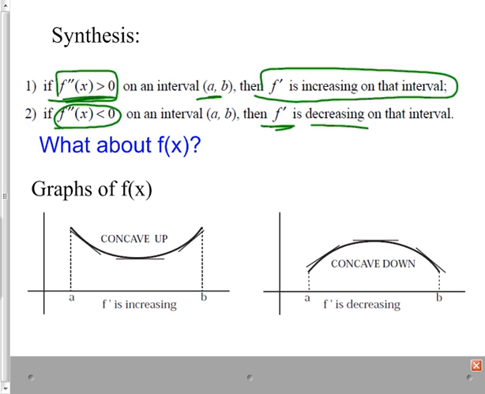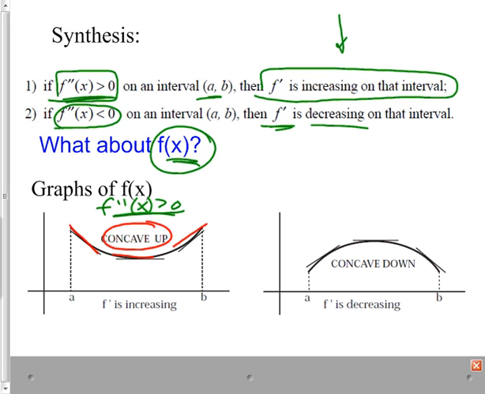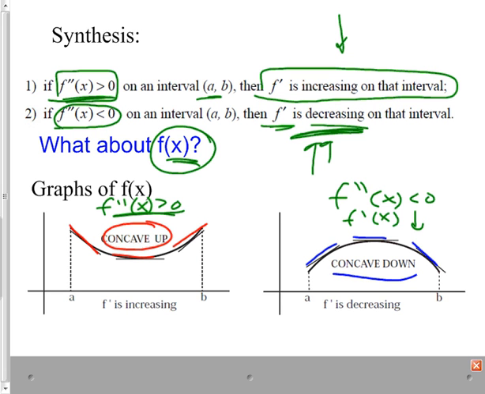Well, how does that reflect f of x? So we said here f double prime of x is greater than 0. And when it's greater than 0, my slope is increasing. So we see the slope's increasing, and therefore we get something that's concave up. And when f double prime of x is less than 0, we know that f prime of x is decreasing. And all of these slopes here are decreasing, which corresponds to something being concave down.